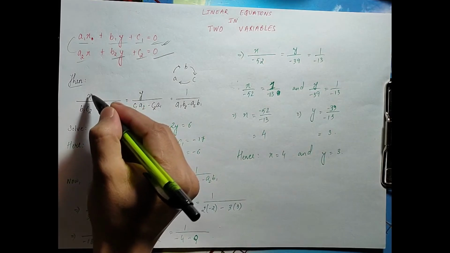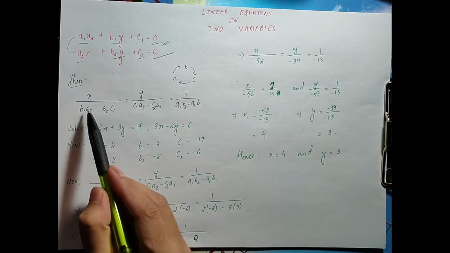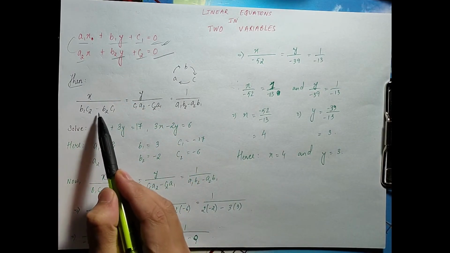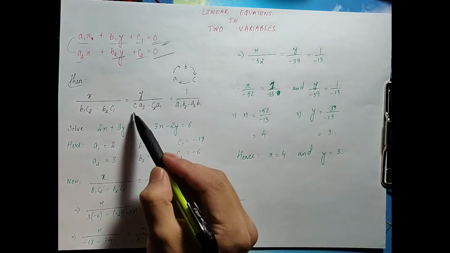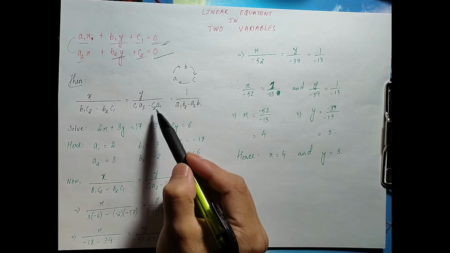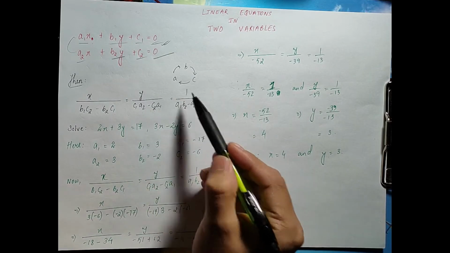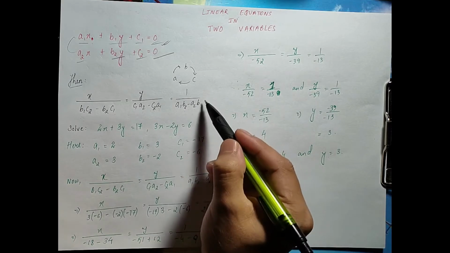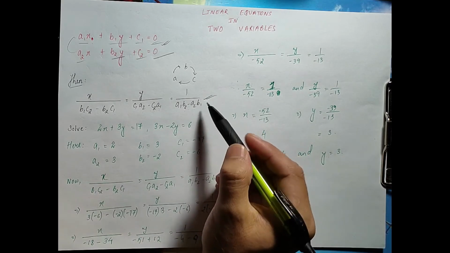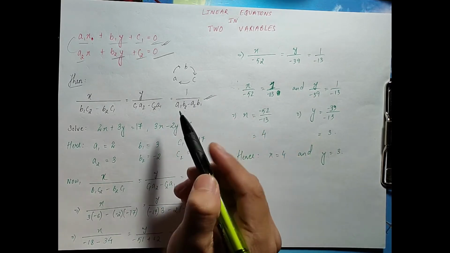The formula is pretty simple. It's x divided by (b1c2 - b2c1) equals y divided by (c1a2 - c2a1) equals 1 divided by (a1b2 - a2b1). Now this might just be the longest formula that you have encountered, but there's a trick to remember it.